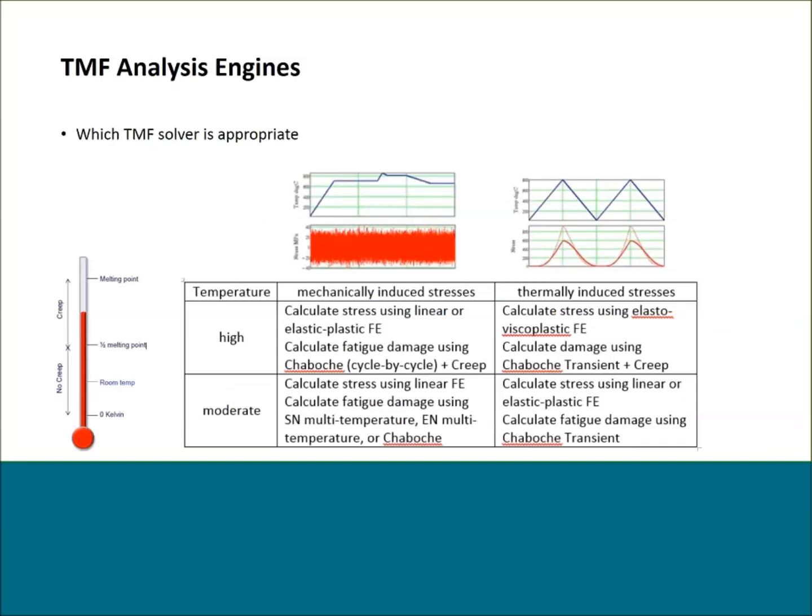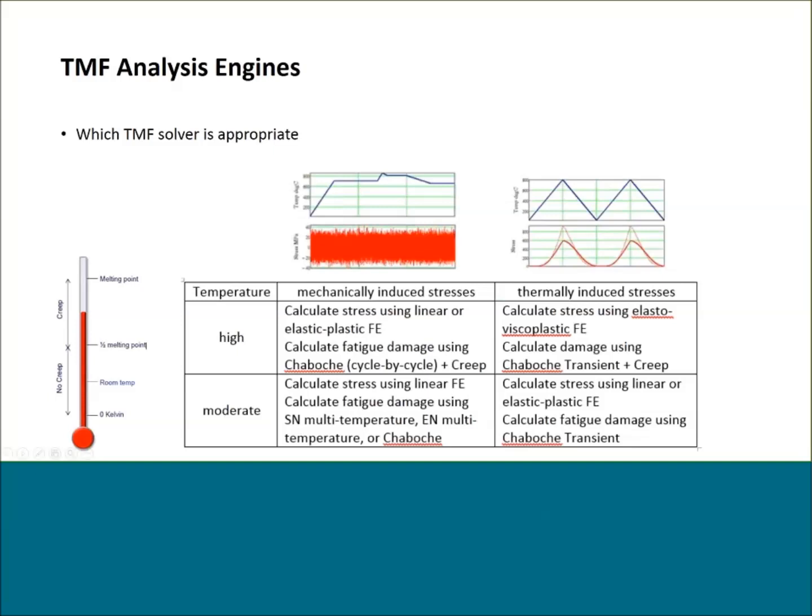Now, this is a real brief, real small table to show you, based upon your temperatures and stresses, what type of method might be most applicable. Let's look at the least severe case, which is mechanically induced stresses with a moderate temperature. For this method, you would calculate the stress using a linear FEA. You would calculate the fatigue damage using any of the methods, SN multi-temperature, EN multi-temperature, or Sabbath. You don't need creep rupture in this case because it's a moderate temperature.